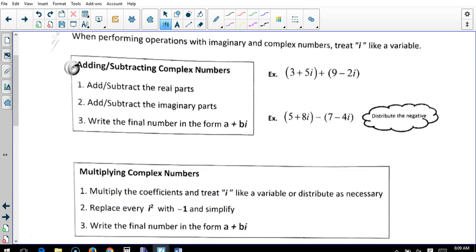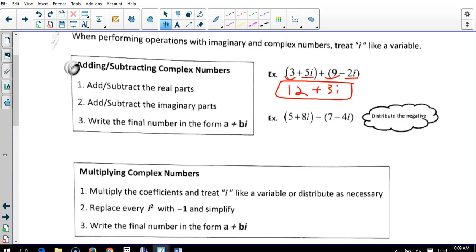Okay, operations. We treat i just like a variable. So, adding and subtracting complex numbers: add and subtract the real parts, add and subtract the imaginary parts, then write the final number in the form a plus bi. So, we're going to join like terms. 3 plus 9 is 12. 5i minus 2i is plus 3i. Same way as if it was 3 plus 5x and 9 minus 5x.